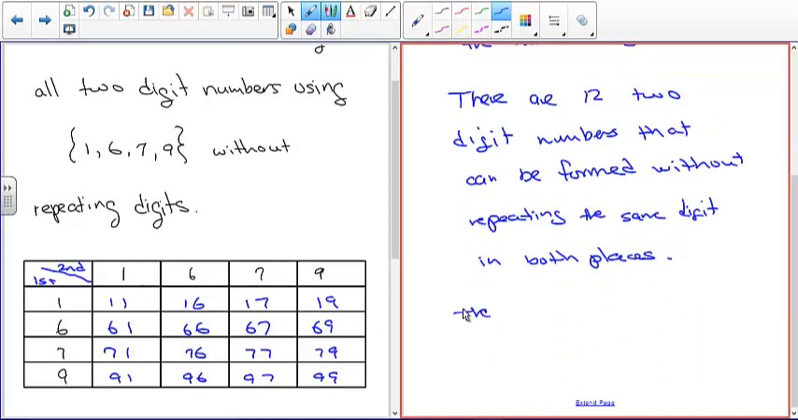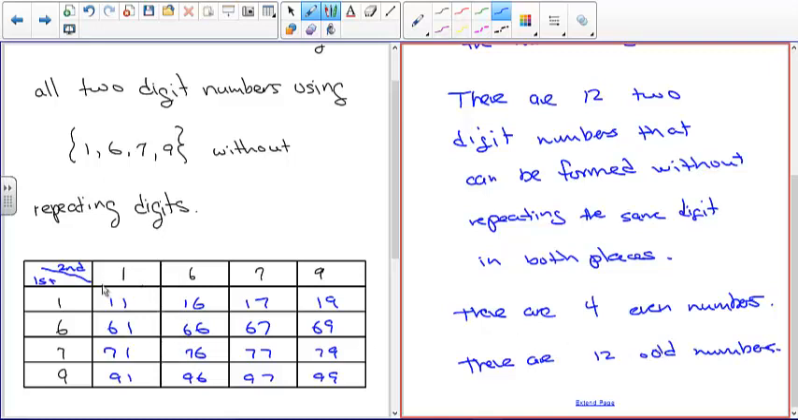There are 4 even numbers: 16, 66, 76, 96. There are 12 odd numbers. So again, the table allows us to create all of the possible two-digit numbers, and depending upon what they're asking specifically, then we may eliminate some of them from our choices.